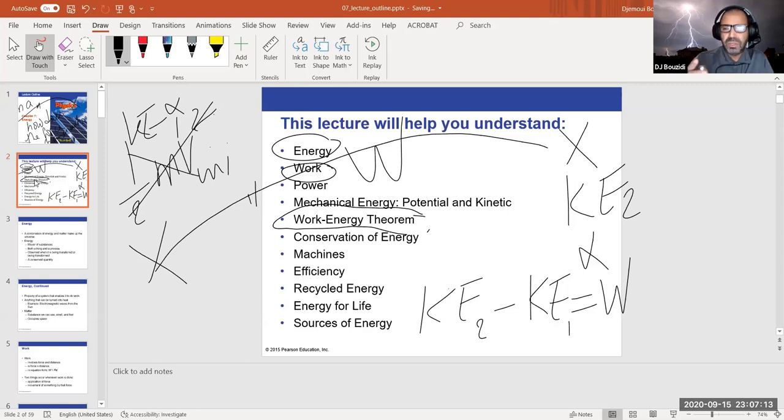It turns out, because both of them are involved in the so-called work energy theorem, there is another quantity in between that we will need, and that is the concept of power. Power is not work. Power is the rate at which work is delivered.